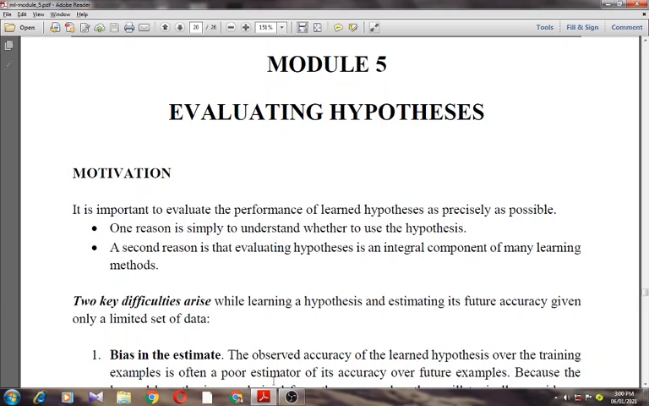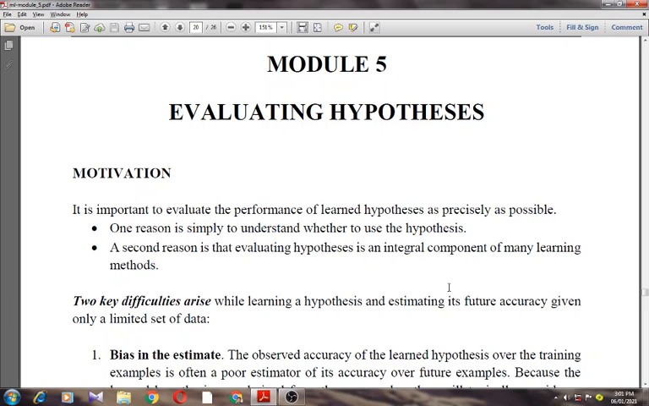The second reason is that evaluating hypothesis is an integral component of many learning methods. For example, in post-pruning decision trees, as I discussed. In post-pruning decision trees, to avoid overfitting, we must evaluate the impact of possible pruning steps on the accuracy of the resulting decision tree. Therefore, it is important to understand the likely errors inherent in estimating the accuracy of the pruned and unpruned tree.